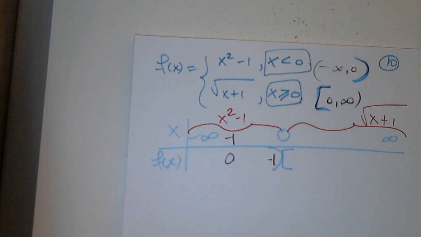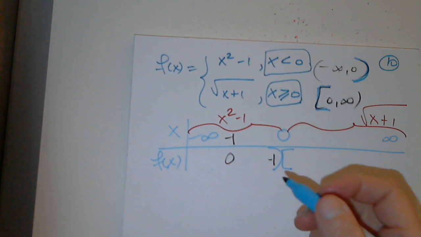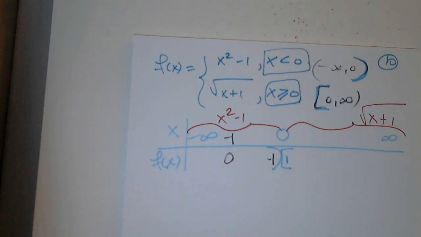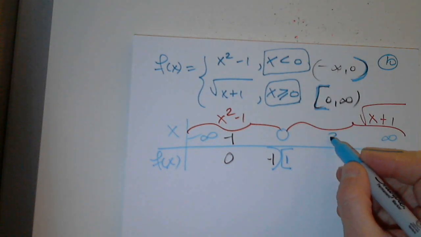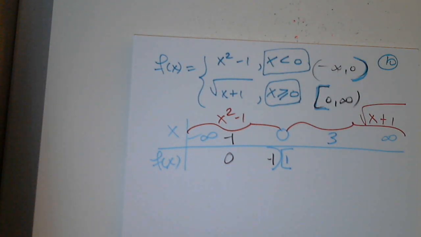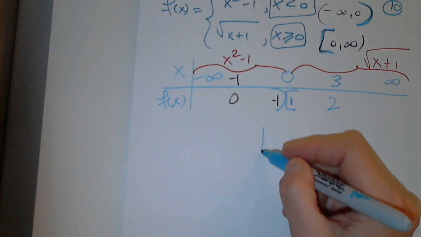Okay, here is the graph of x squared. Where does x squared minus 1 go? So I know the graph of x squared. X squared minus 1 will be this. Good. Okay, what about the square root of x plus 1? So I plug in 0, and I get 1. I would like to plug in 3 to get 2. Okay, so let's graph.